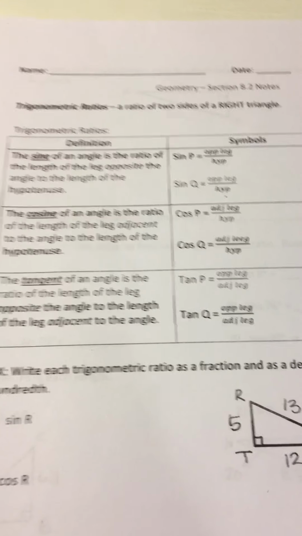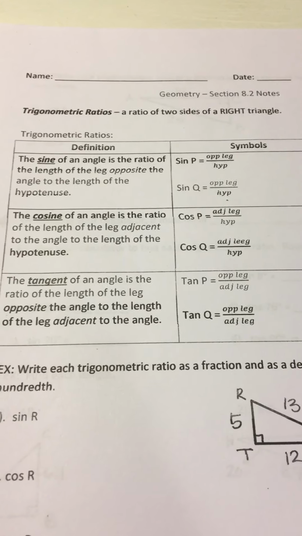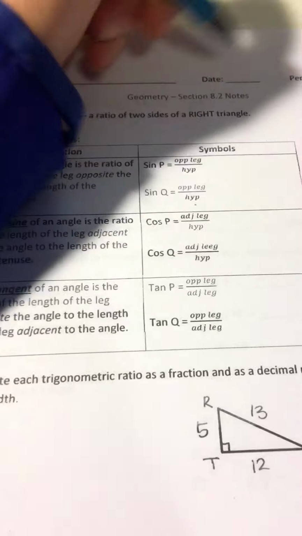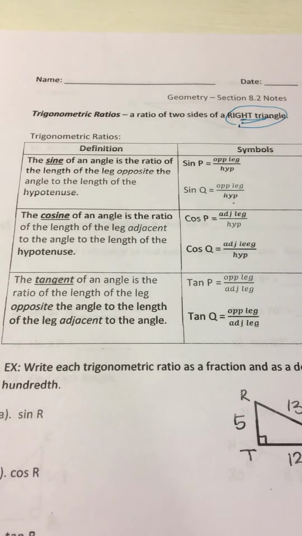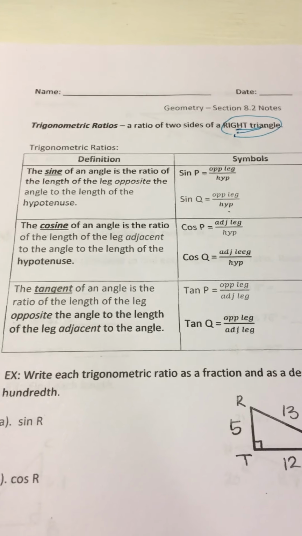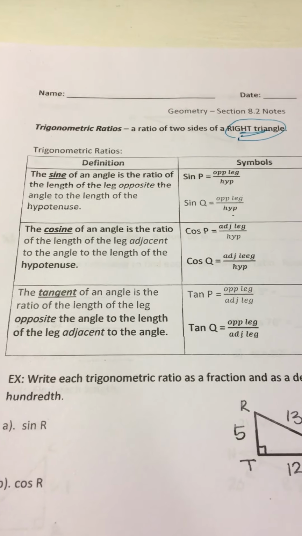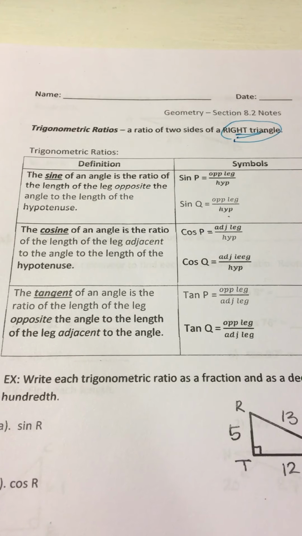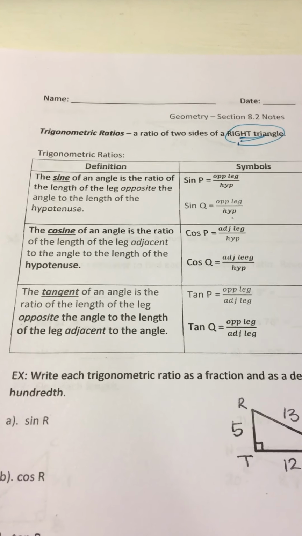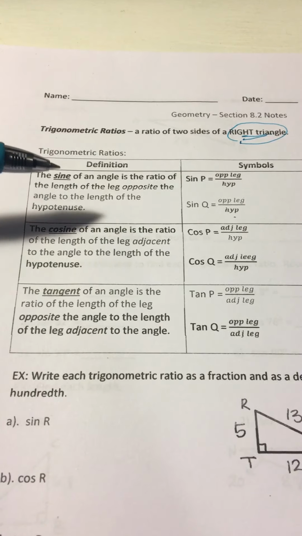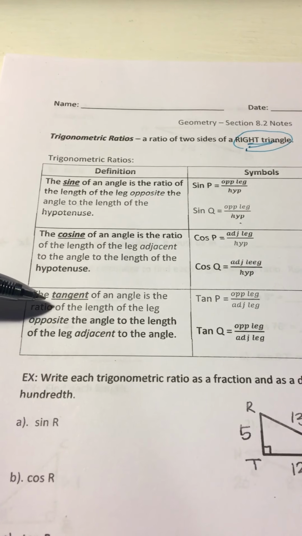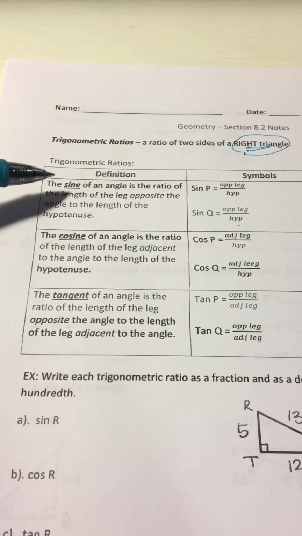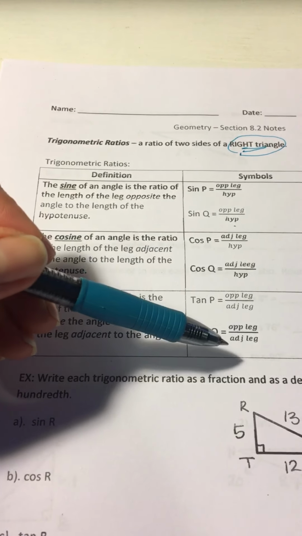Nothing to be afraid of. I know you've heard of trig before and it's scary in your minds, but it's really not bad. The main thing to remember is it deals with right triangles, just like everything in this unit has dealt with. Trig ratios are just ratios of sides of a right triangle, okay? And then you have the three ratios. You have sine, cosine, and tangent. And the definitions are over here.